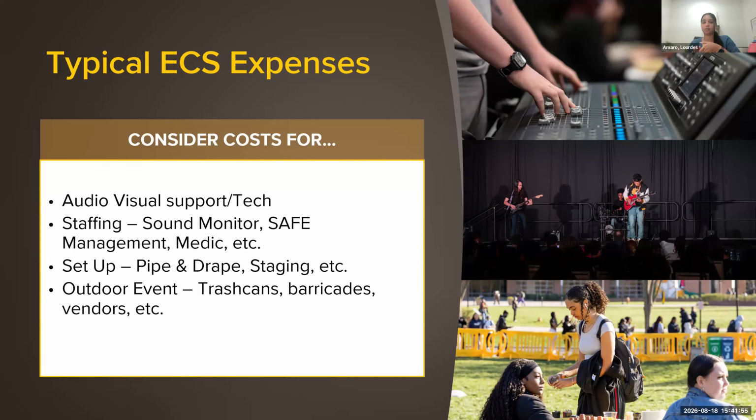Any setup needs there, so anything outside of tables and chairs. Think about pipe and drape, those fancy black curtains that you see in this middle picture, any staging; all of that goes into that setup additional cost that you'll see there. And then for outdoor events, you might want to consider having trash cans out there, these yellow barricades that you see in the bottom picture, or any additional vendors that you have will require extra costs there.